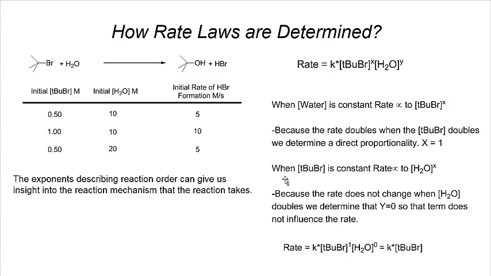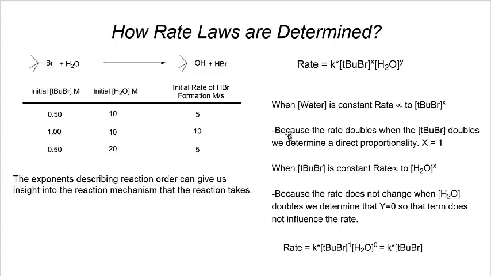Okay, so in this case, we know that our rate takes this general form, and while we can do this algebraically, it's actually a little easier to do this by looking at the data and asking ourselves a series of questions. Okay, when the concentration of water is constant, so for these first two rows here, we can make the assessment that this term is not changing. So our rate is going to simply be proportional, with our rate constant put in there as well, to the concentration of tert-butyl bromide raised to the x power. Because we're not changing the water concentration, it shouldn't really affect the change in rate.